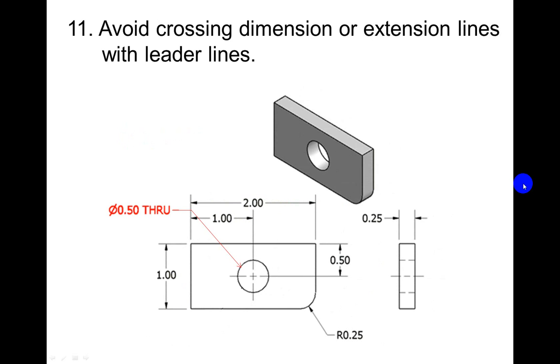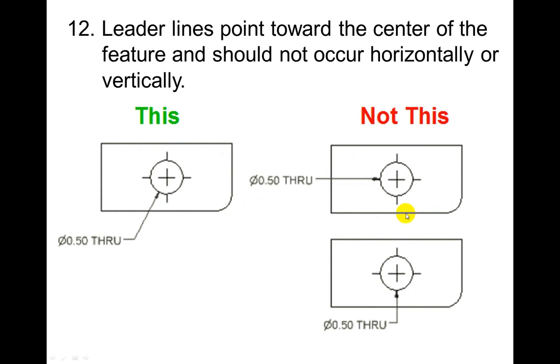Avoid crossing dimension or extension lines with leader lines. Notice how they crossed it over here. That's why originally they had it down here. Technically, this one could have actually ended up on the right side as well. Also, just like whenever we were doing the balloons, if you've had that part so far, you know what I'm talking about, the leader lines point towards the center of the feature and should not occur horizontally or vertical. Again, no horizontal or vertical. You always want them at an angle.